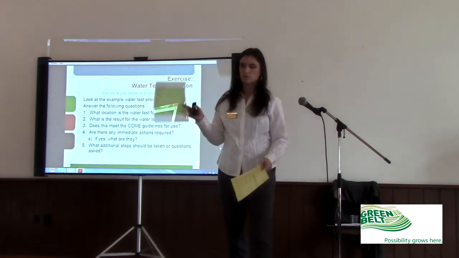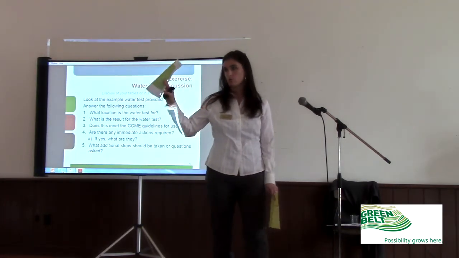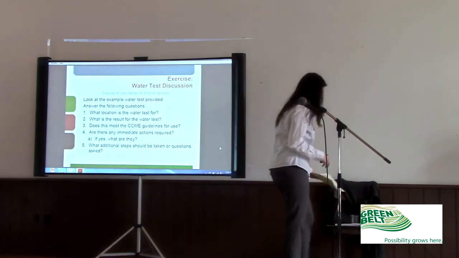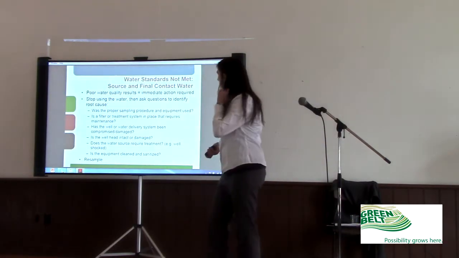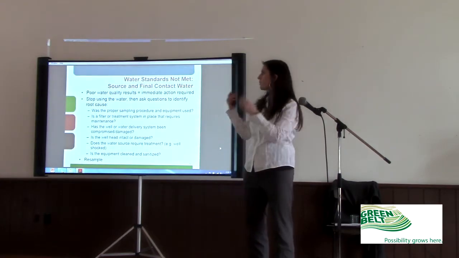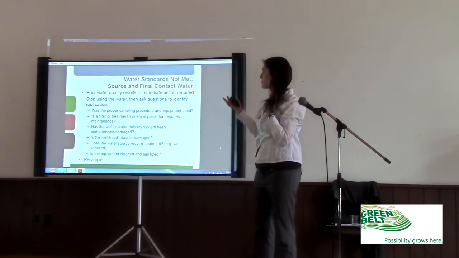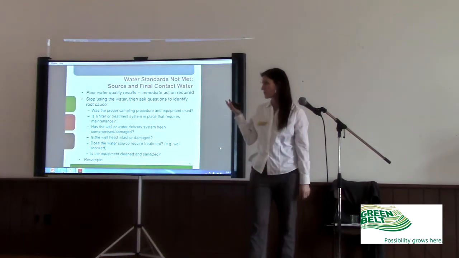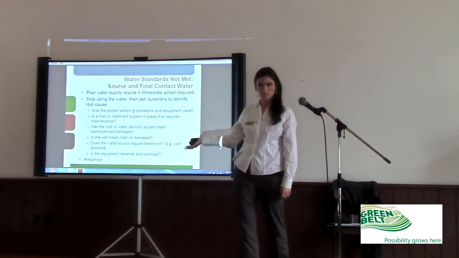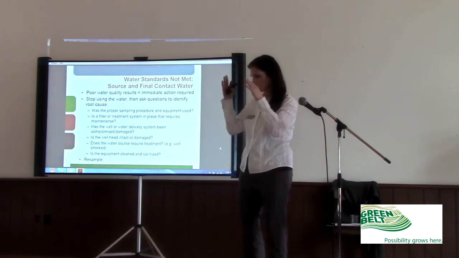And then just as a reference point, you do have this in your binder. That's your answer sheet. So we just talked about this: if your water standards aren't being met for your source and your final contact water, what are some things that you can start to look for? These are some questions that you can start to ask to help you do that decision tree.